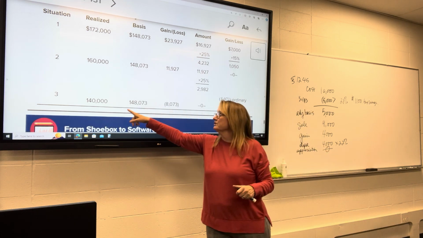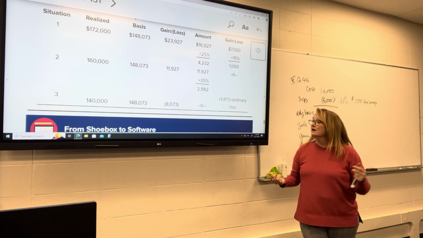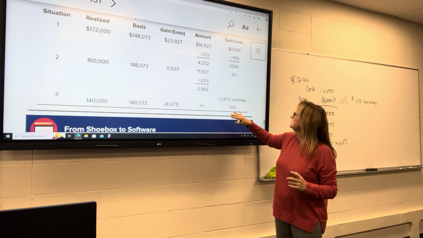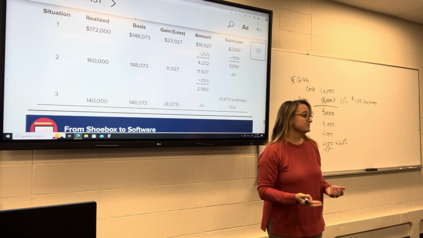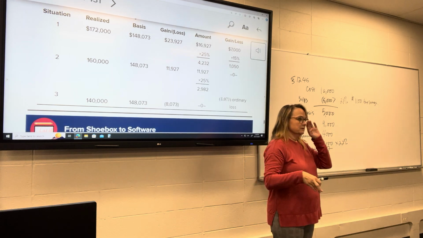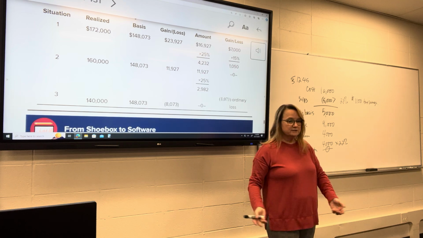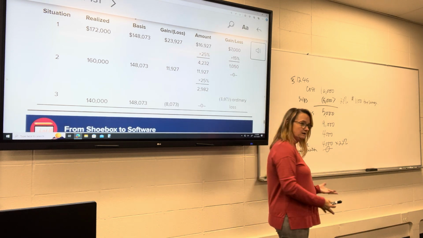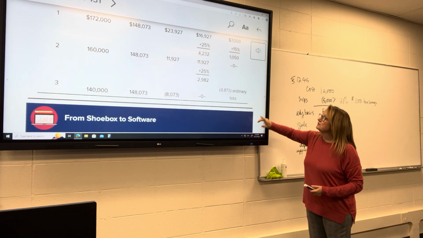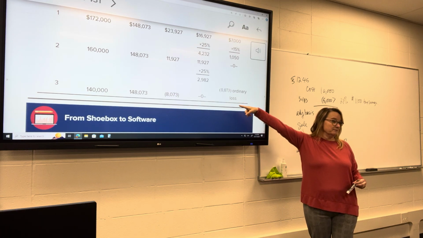In this case, 140,000 is less than what their adjusted basis is. That means they got a loss of $8,073. We don't have to worry about the gain stuff. That $8,073 is going to offset other income on their tax return: wages, their self-employment income, interest, dividends, all that stuff. It's going to offset all the rest of their income. So whatever their ordinary tax rate is, they're going to get a tax benefit for that percentage of this amount of money.